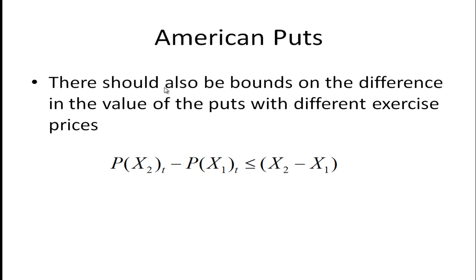In the case of it being American puts, because you can exercise immediately, the difference between the two should be less than or equal to the difference in the exercise prices.